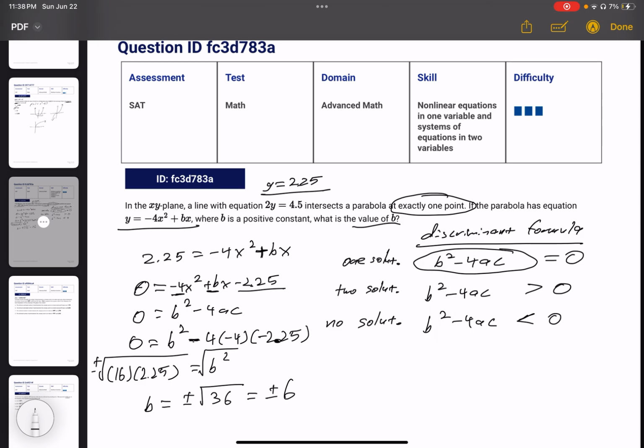And this is where you use the context of the problem, and it says where b is a positive constant. So we've now solved for b, but we know it's a positive constant. So instead of it being plus or minus 6, we know it's going to be only positive 6. And that's going to be your answer.